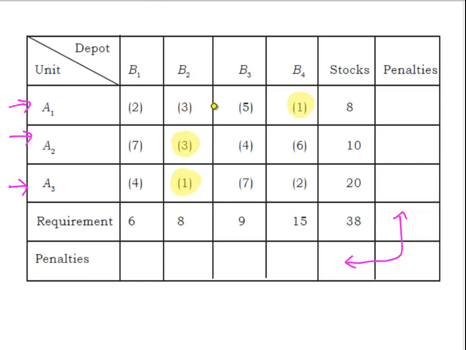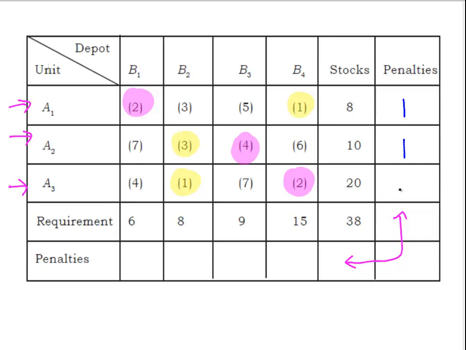The next to lowest cost, the second lowest cost, is there for that row, and there for that row. Now what I'm going to do over here is write down the differences between the lowest and next to lowest. And you can put them in as absolute values. So the difference there is 1, 1, and 1.